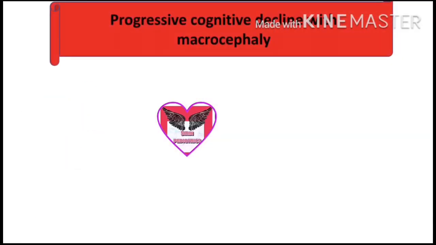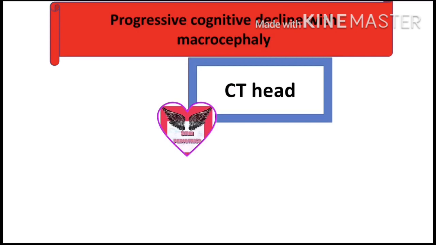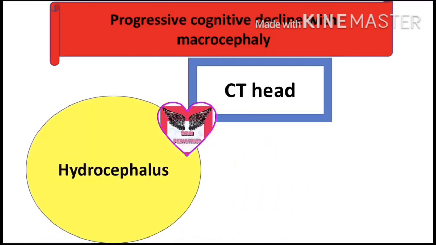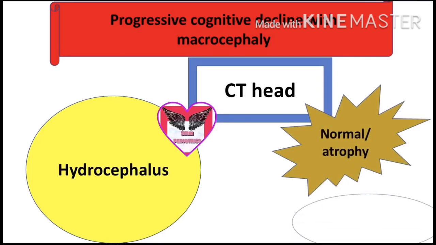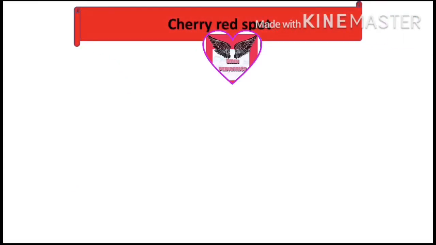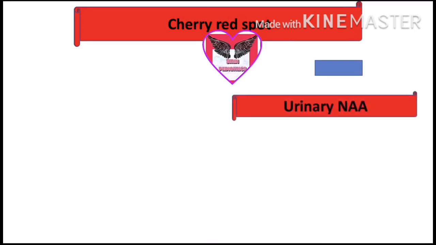Okay, now next approach, we have a child with progressive cognitive decline with macrocephaly. Here gray matter with macrocephaly. So we have CT for this condition. If CT is suggestive of hydrocephalus, then search for the cause of hydrocephalus. If it is normal or atrophy, then we look into the eye and we search for cherry red spot. If cherry red spot is not present, then we have urinary N-acetyl aspartate.